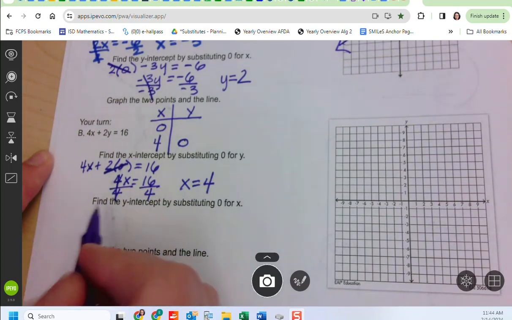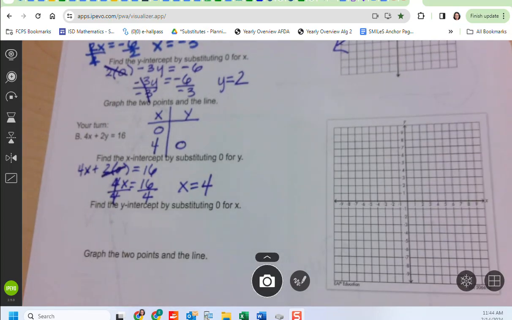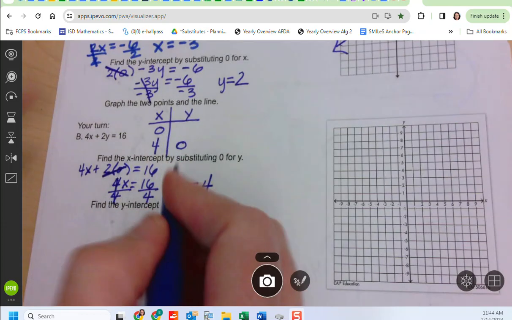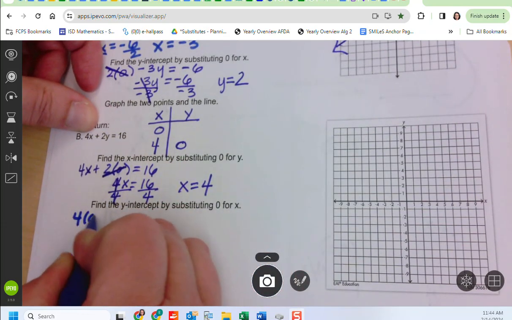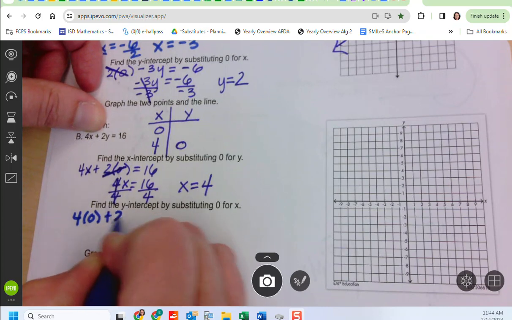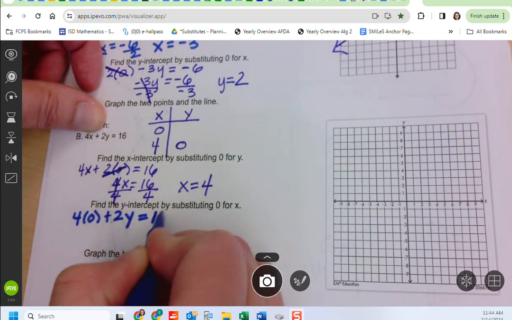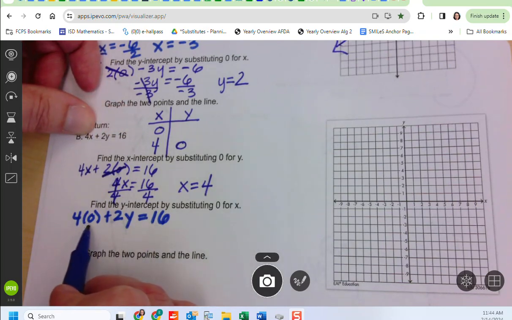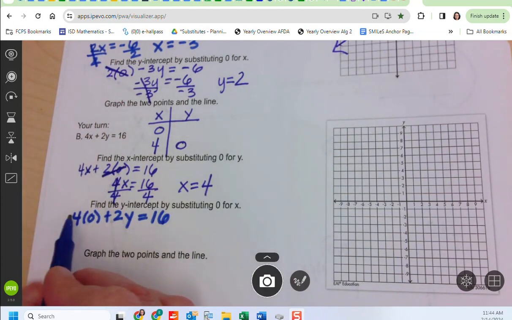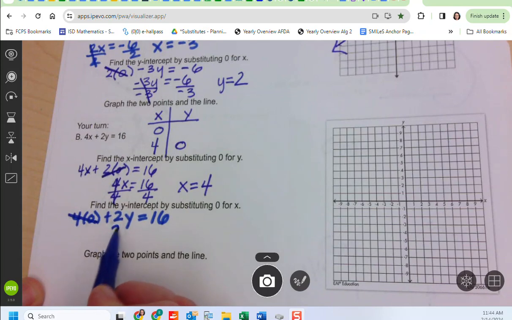And now I'm going to do the y-intercept by substituting 0 for x. So I'm going to write this out, but I'm going to put 0 instead of the x. So 4 times 0 plus 2y equals 16. I wrote it all out, and I put 0 for the x. 4 times 0 is still 0, and so I get 2y equals 16.